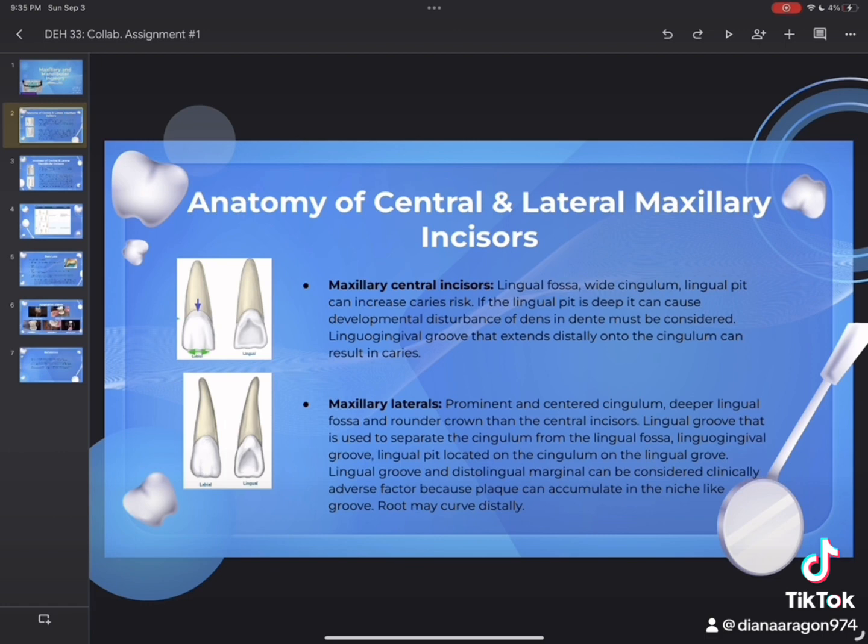A lingual pit can increase caries risk. If the lingual pit is deep, it can cause developmental disturbance of dens in dente, which must be considered. A lingual gingival groove that extends distally onto the cingulum can result in caries.